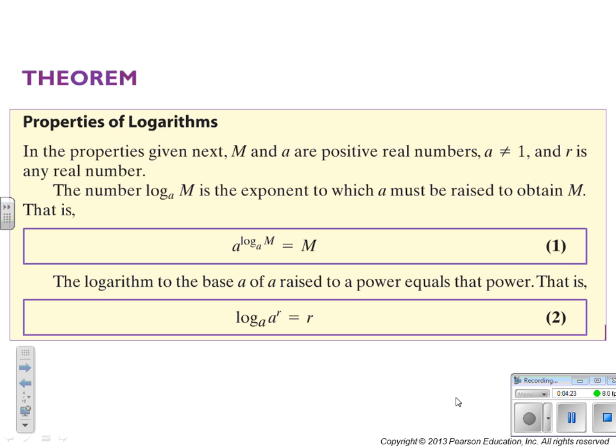And the opposite is true. How do I undo a base a? If I take the log base a of both sides, it undoes that base a, and you can cancel it out.